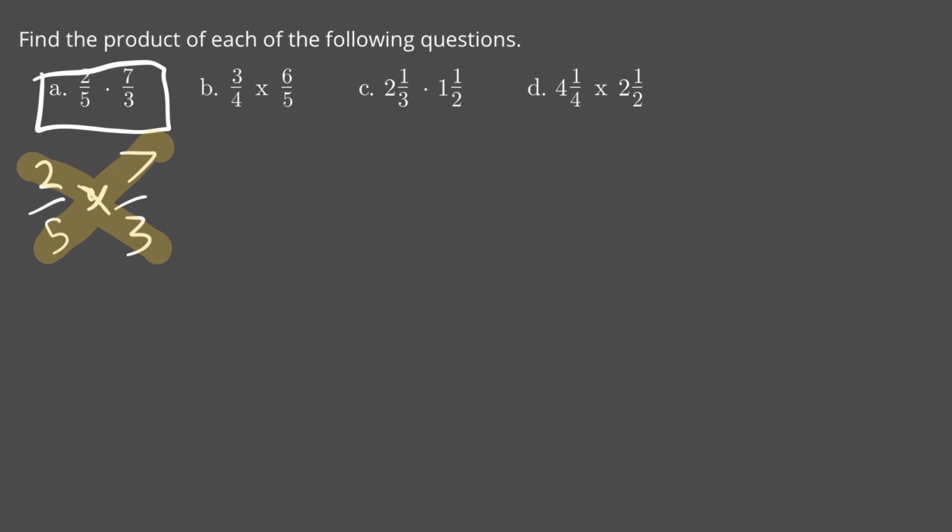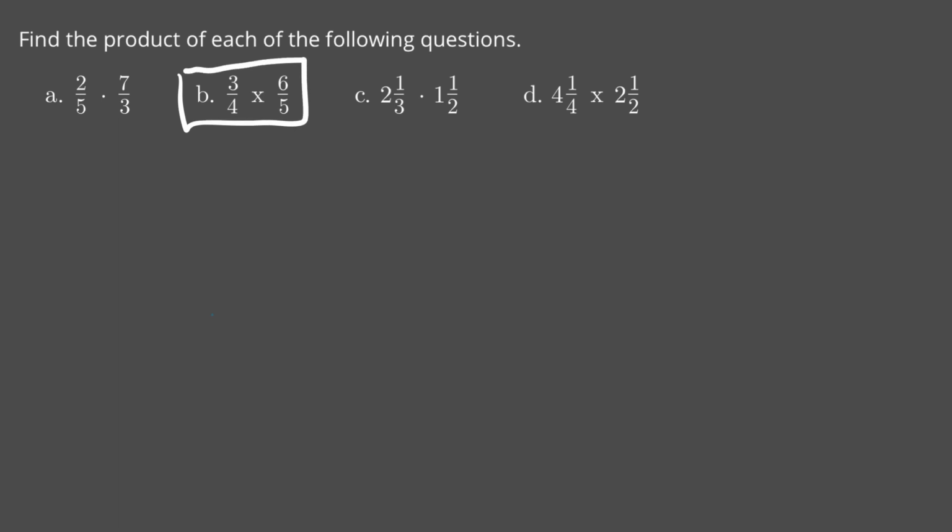The next step after simplifying is to multiply straight across. So we have on the top 2 times 7, which is 14. And in the denominator, we have 5 times 3, which is 15. You will notice that this is different from adding and subtracting because the denominator changed. It's important to remember that difference as we move forward in these lessons.